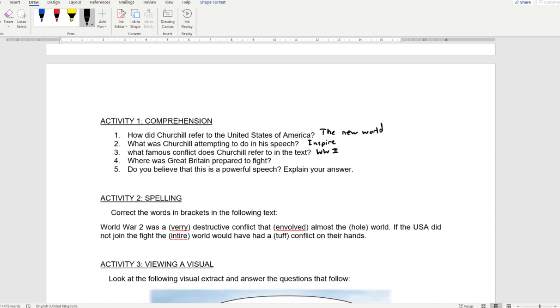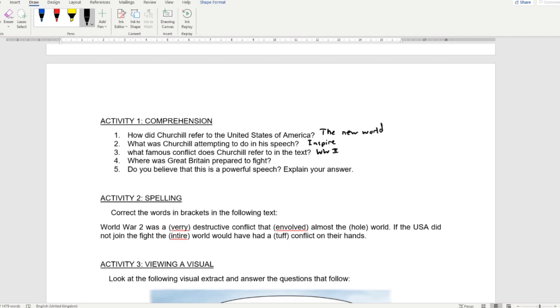4. Where was Great Britain prepared to fight? There are quite a few of them. I will only list them audibly. So we've got France, seas and oceans, in the air, on the beaches, on the landing grounds, on the fields and streets, and the hills. Now we get to 5.